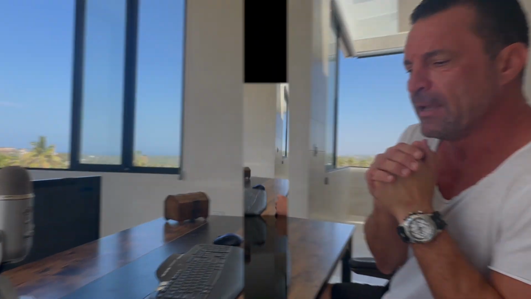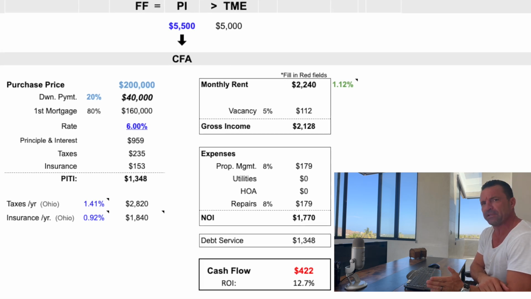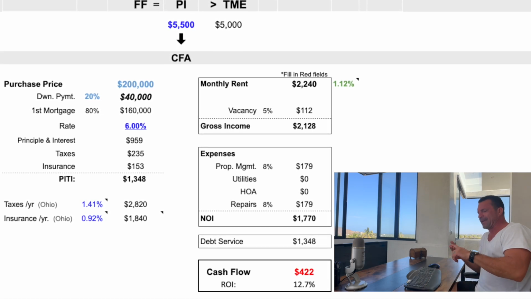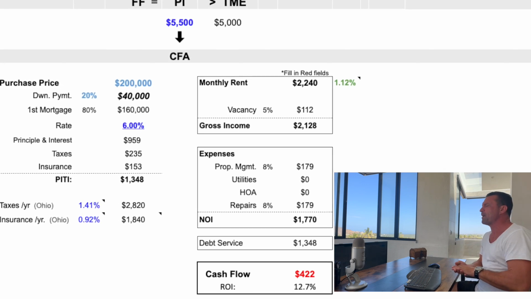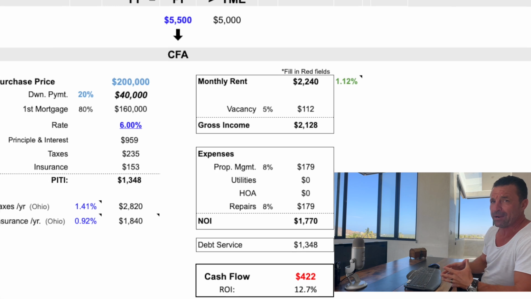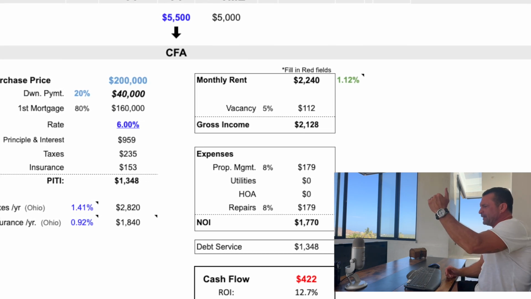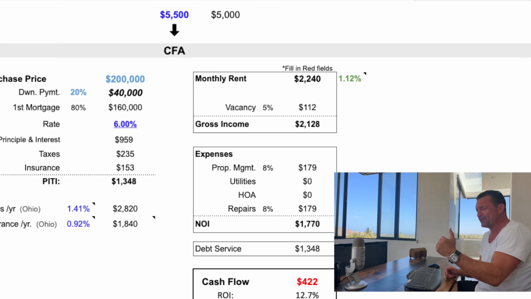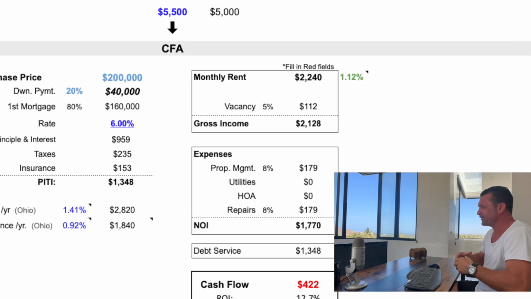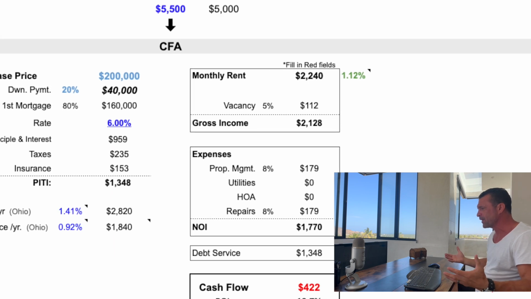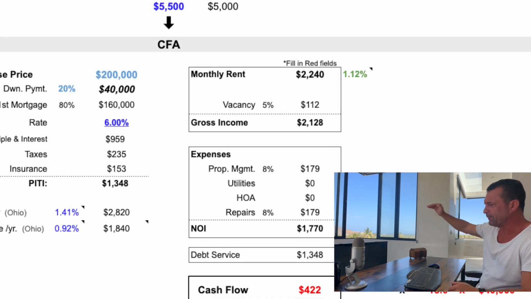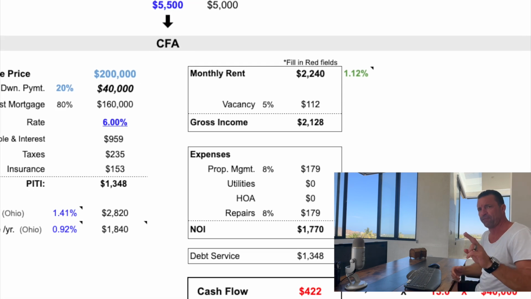Remember the key concept: how many rentals do I need to be able to retire? So, the rent coming in on this particular property is going to be $2,240 monthly. We're always going to take out 5% for vacancy, 8% for property management, and 8% for repairs. So when you take the total debt for your principal, interest, taxes, and insurance, plus your vacancy, your property management, and your repairs, and you bring in an income of $2,240, you're going to have a total cash flow of $422 on this particular house.